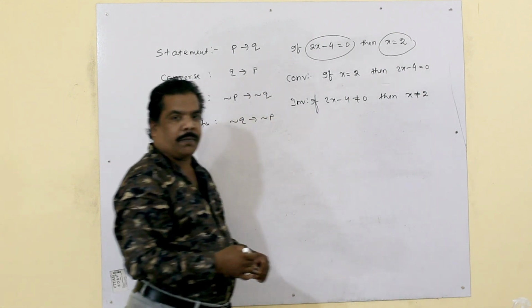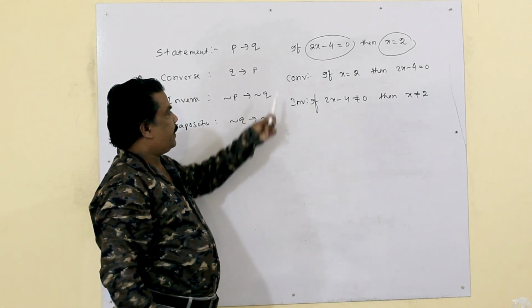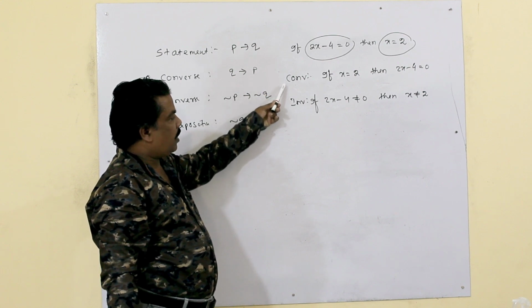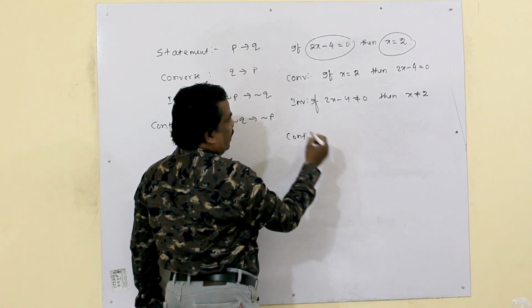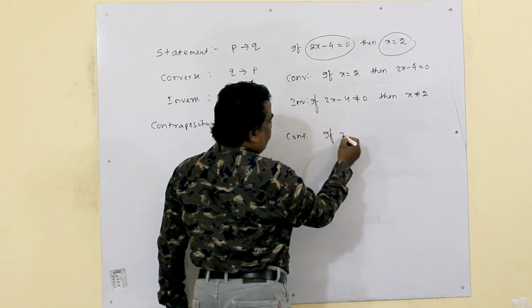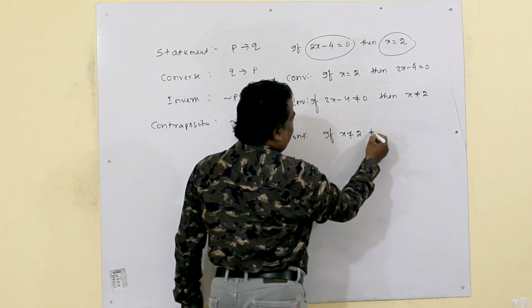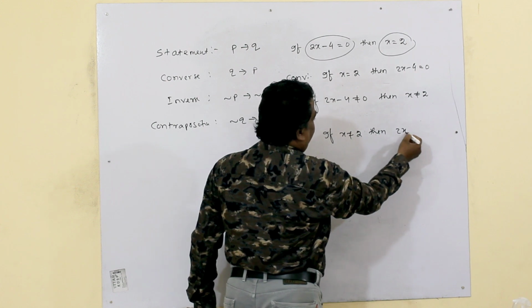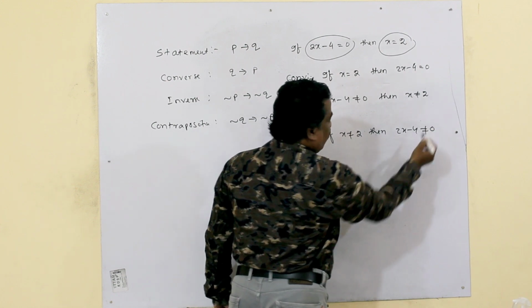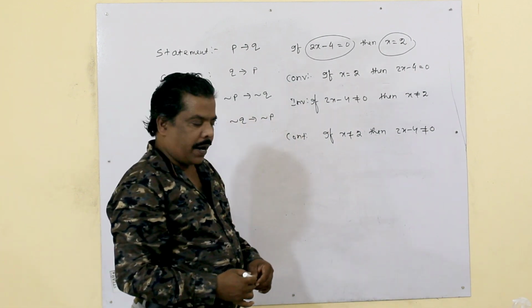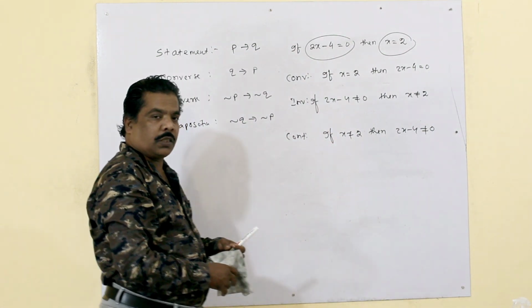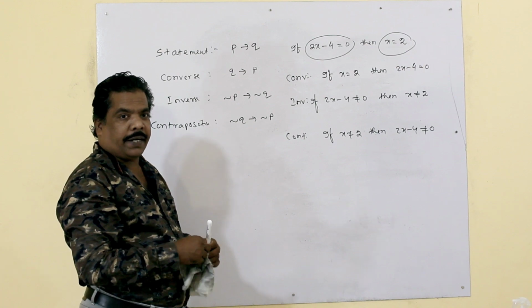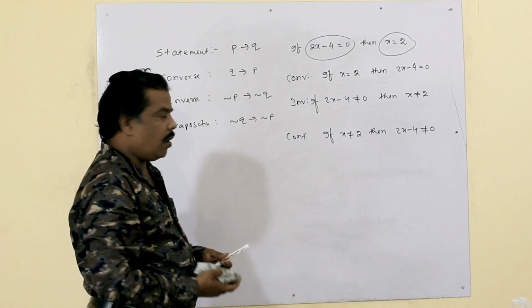Now write the statement in conditional form. Then we write converse, inverse, and its contrapositive is if x is not equal to 2, then 2x minus 4 is not equal to 0. In this way you find the converse, inverse and contrapositive of a statement if it is in conditional form.